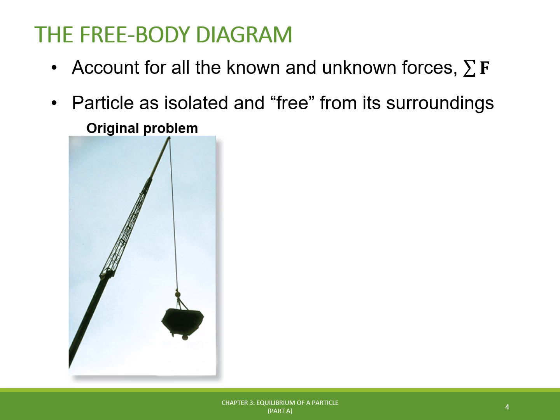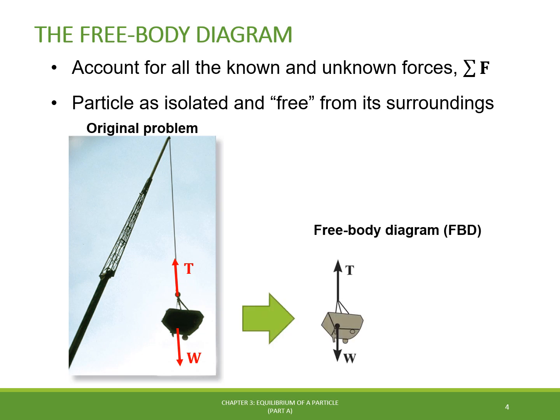Let's take this example here, in which we have a bucket held in equilibrium by a cable. For this case, our judgment tells us that if this system is supposed to stay in equilibrium, whatever the tension acting in the cable, it must be equal to the weight of the bucket. By drawing the free body diagram of the bucket, we can easily visualize this equilibrium condition.